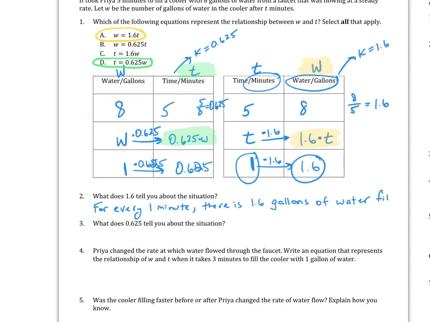We're talking about water being filled. Now, the other one, 0.625: we're saying for every 1 gallon filled, it takes 0.625 minutes.